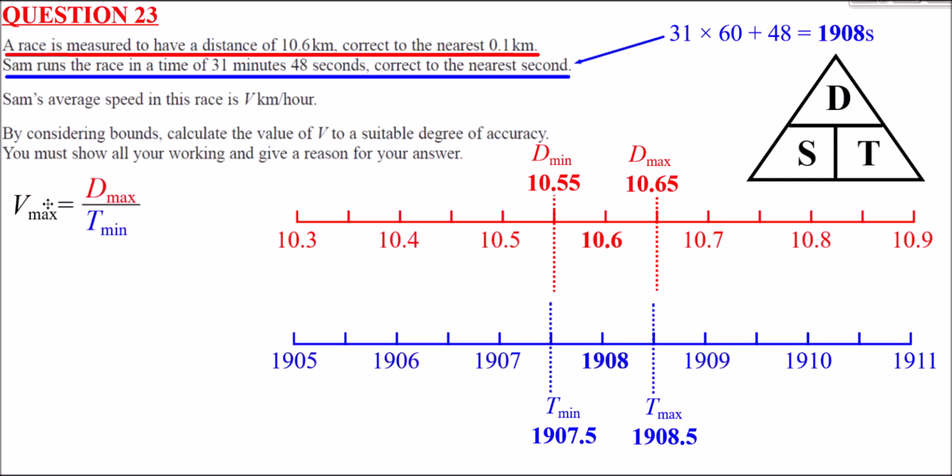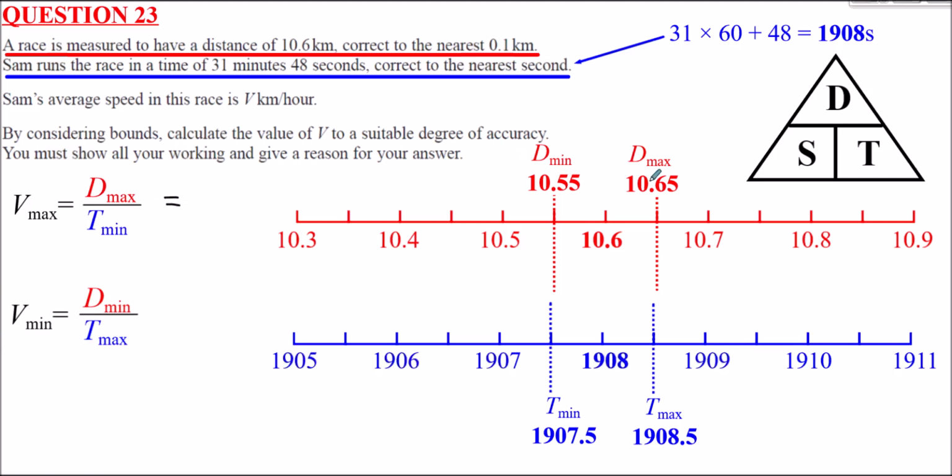So the upper bound of v will be when this fraction d over t is at its greatest. D over t is going to be the biggest when the numerator is the biggest it possibly can be, and the denominator is as small as it possibly could be. The other way around, if we want to work out the minimum speed, v min, we want the numerator to be as small as possible and the denominator to be as large as possible. That will minimize v for us. So we now need to calculate these using these bounds given to us.